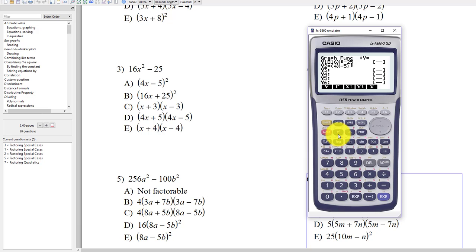You're checking if A is the answer. So how do you know if A is the answer? If the graphs are on top of each other. Correct. When you graph it and they match, it's the correct answer. But they don't match. They don't match, so you know that A is wrong.